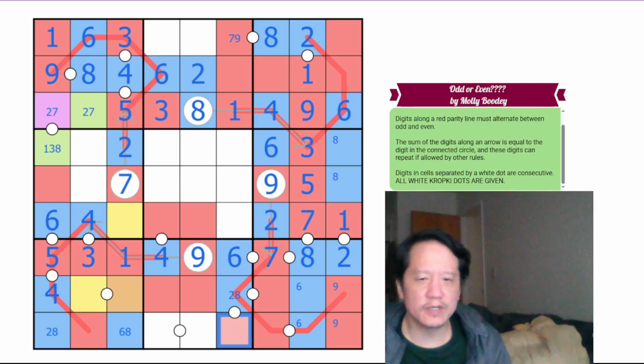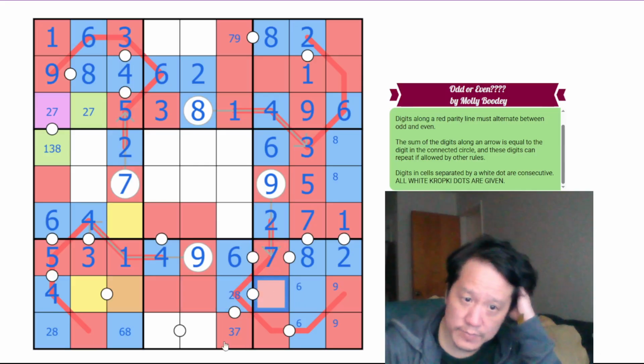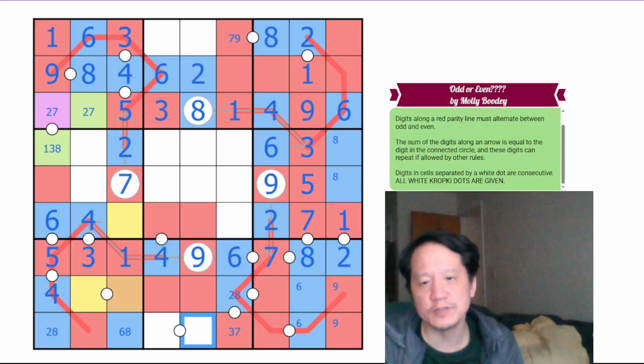2 can be consecutive with 3, and 8 can only be consecutive with 7 because of the 1 in the column and the 9 in the box. This can't be 2 or 8, so it's not even, because those are the only possibilities in box 8, so this is odd, which makes this even.